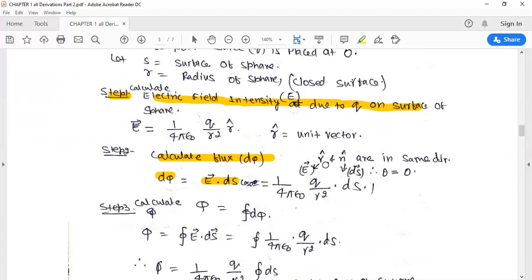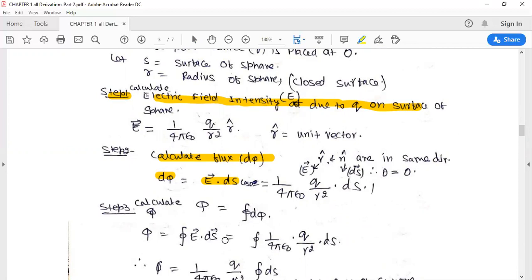As r and n are in the same direction, theta equals 0. Theta equal to 0 means cos theta is 1. So phi equals the integration of d phi. This is for a small area, and for the complete area we have to integrate it.